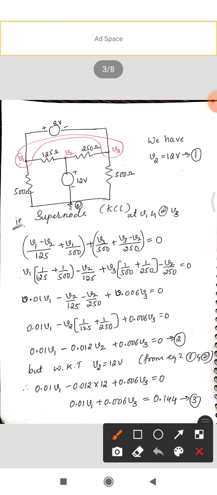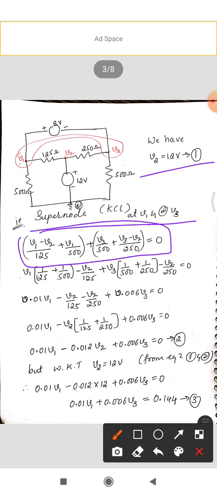Okay, observe here, super node KCL at V1 and V3. Observe this equation that we have written earlier: (V1 minus V2) divided by 125, plus V1 divided by 500, plus V3 divided by 500, plus (V3 minus V2) divided by 250 equal to 0. This is KCL at the super node of V1 and V3.